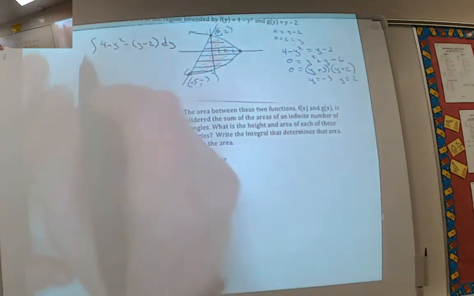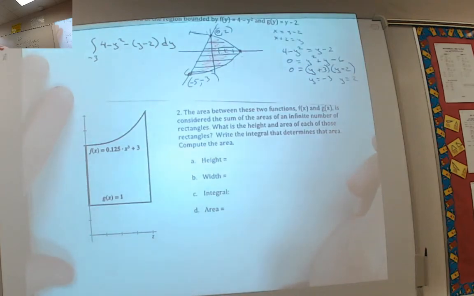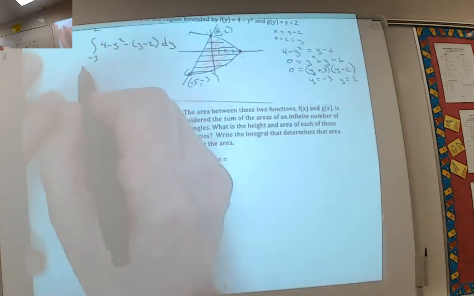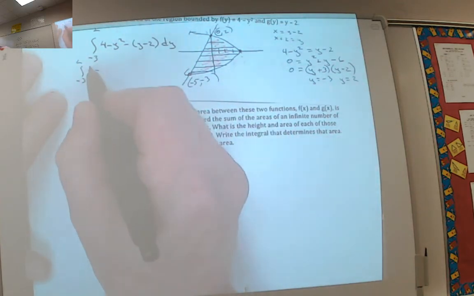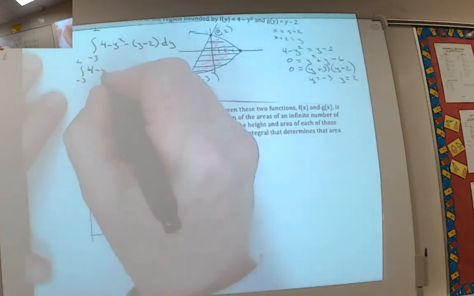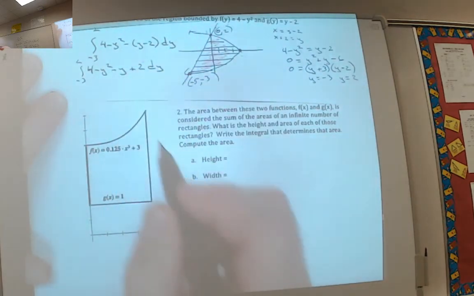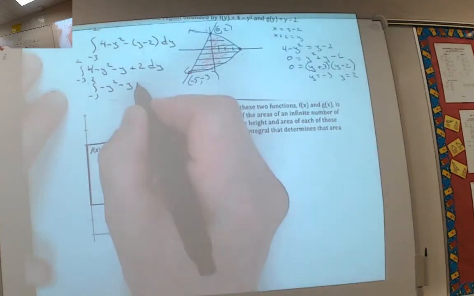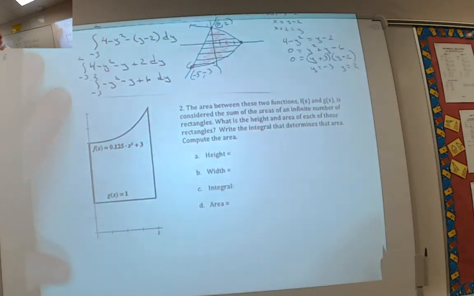What about this? Negative 3 to 2. I didn't hear, negative 3 to what? 2. Okay. So we'll do this one by hand. And I get the integral of 4 minus y squared minus y plus 2 dy. And I get negative y squared minus y plus 6 dy. Nathan, does that look correct? No? Did I go too fast? I did, I'm sorry.